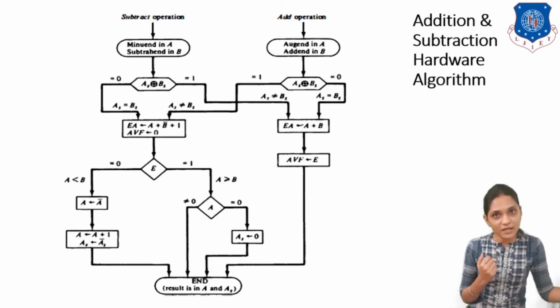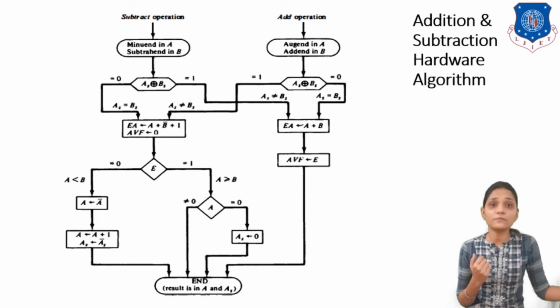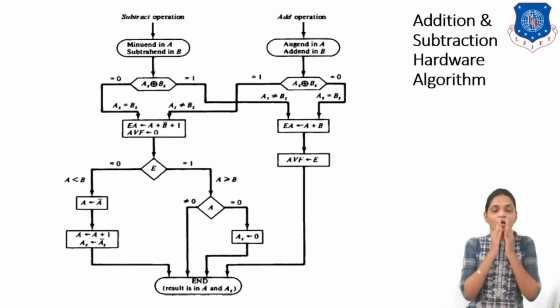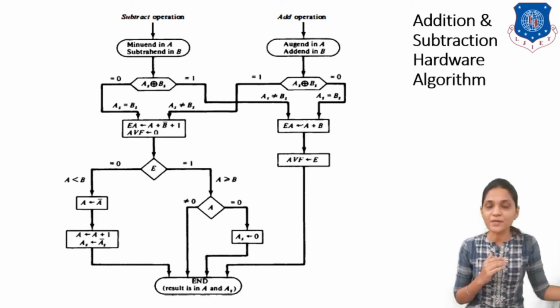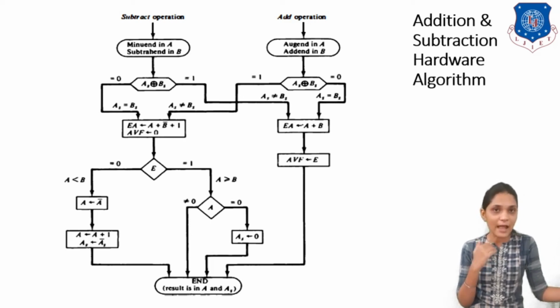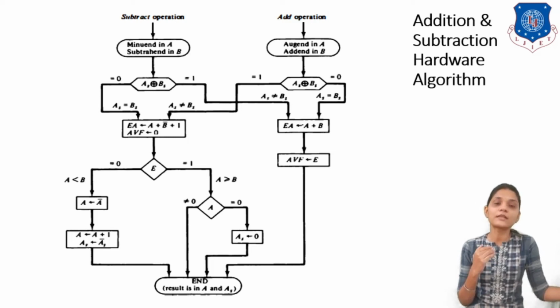And for the subtraction operation, if your sign is equal, then you will do the subtraction operation. If it is not equal, then you will do the addition operation. So if sign is equal, then subtraction. If not equal, then addition.